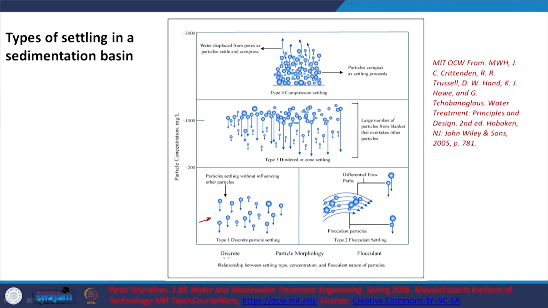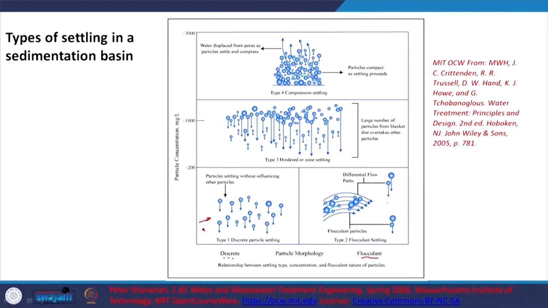So here it's discrete, right? Discrete meaning each particle behaves independently of the other, but this will happen very rarely. This is the ideal case. In general, you will have flocculant settling, where due to differential velocities of the water or different velocities of your particles, they are going to form flocs. And this is what we will see in our sedimentation tanks for our water treatment, at least.